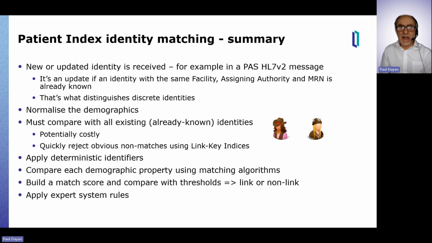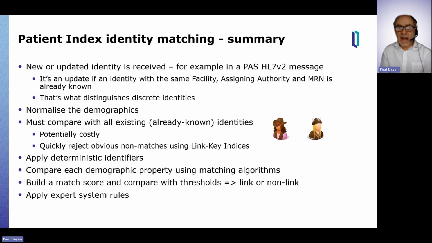But first, patient index normalizes the demographics in the identity. By this we mean eliminating differences that shouldn't affect the matching, such as removing spaces from the NHS number, and eliminating values that are not valid for matching, such as a first name of baby or an invalid NHS number.